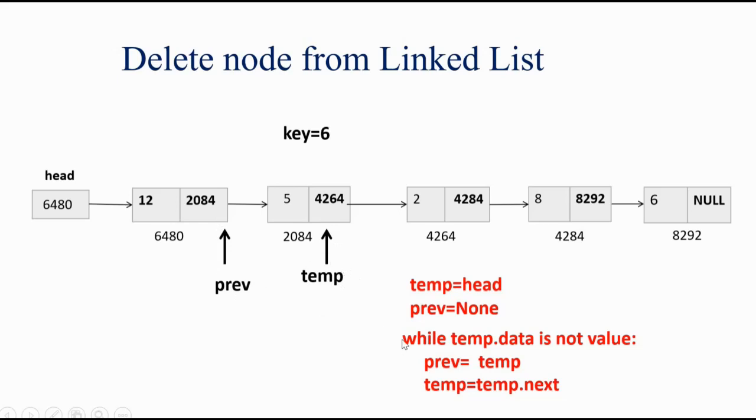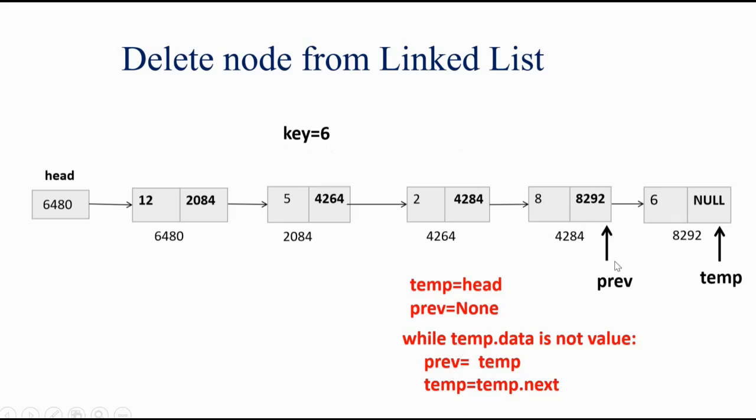Now the loop will again check whether temp.data is the value. It is not the value, so the pointer will again move. Now the previous will point to this and temp will move to this node. It will keep on checking and finally temp has reached this node. Now it will check temp.data equal to 6. So this is true, so it will come out of the loop.